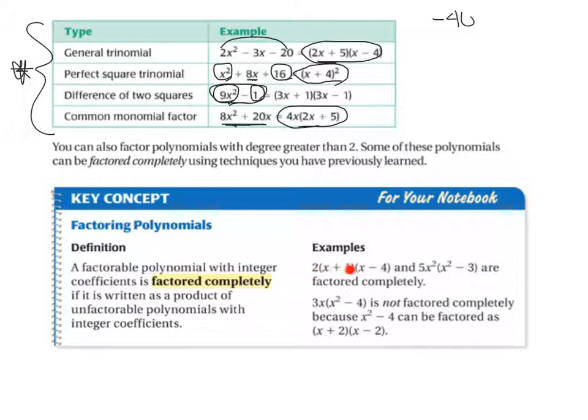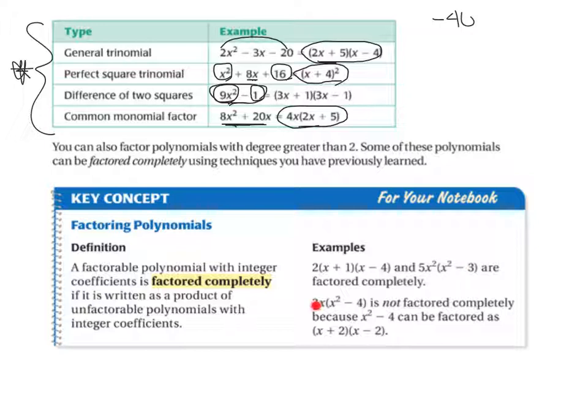2 times x plus 1 times x minus 4 and 5x squared times x squared minus 3 are factored completely. Each one of these binomials or monomials, I can't do anything else with it. Even this one right here, I've got x squared minus 3. This is a perfect square, but this is not. So I can't factor it any further.